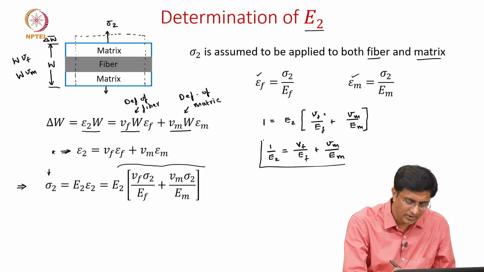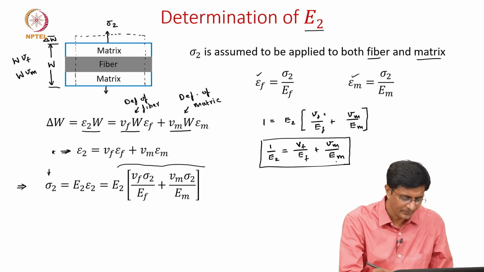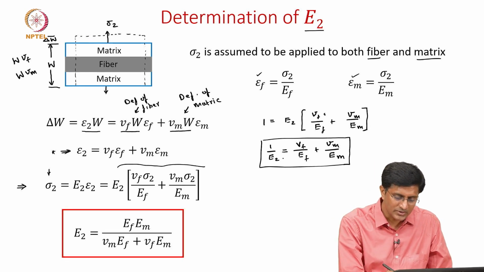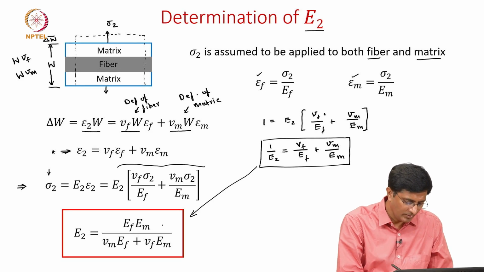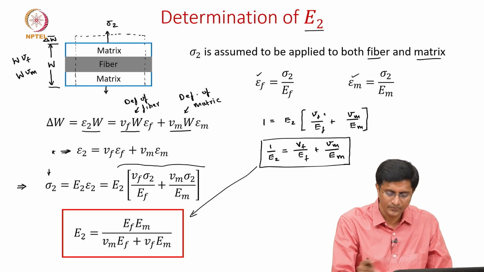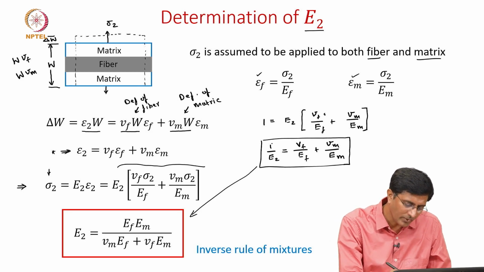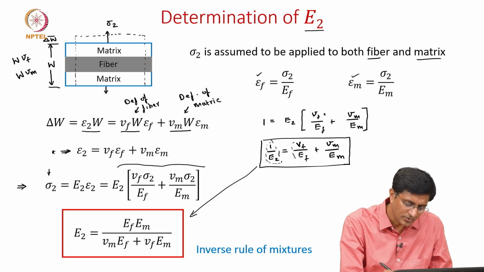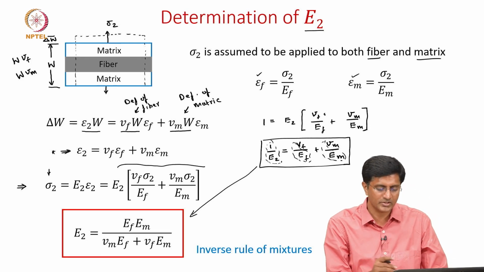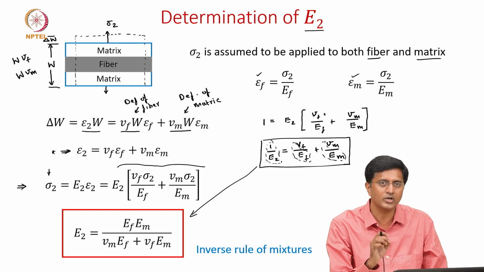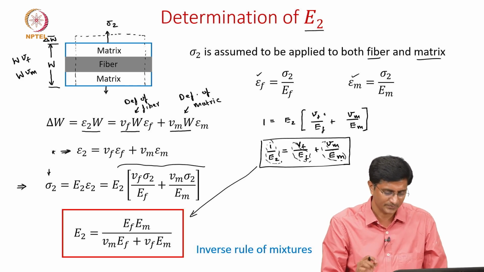This is called the inverse rule of mixtures, which can be again written in terms of E2 as, so the same equation can be written in terms of E2, and this we call the inverse rule of mixtures, because if you look at 1 by E2, 1 by EF and 1 by EM as three expressions, then again it is looking like the rule of mixtures. The only difference is now we are looking at modulus as 1 by E values.